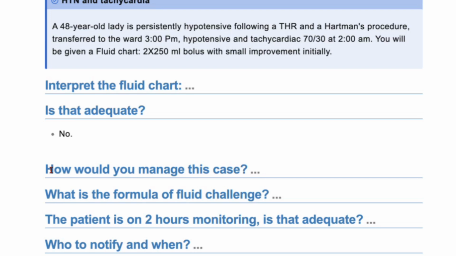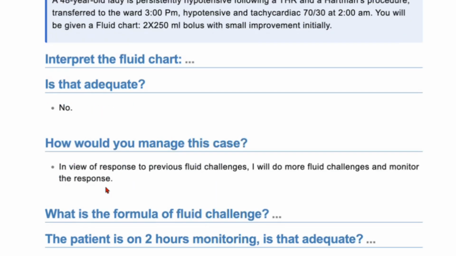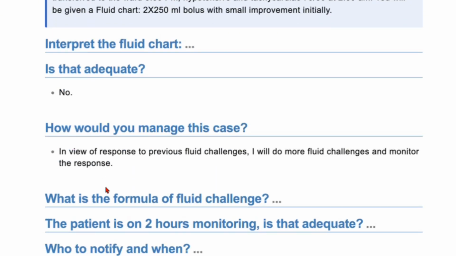I'd want to identify if this is hypovolemic. If they have a response to this, then I would start fluid resuscitation. And if there was no improvement, I'd like to repeat the fluid challenge up to 4 times, which would equate to 1 litre. What formula do you use for fluid challenge?